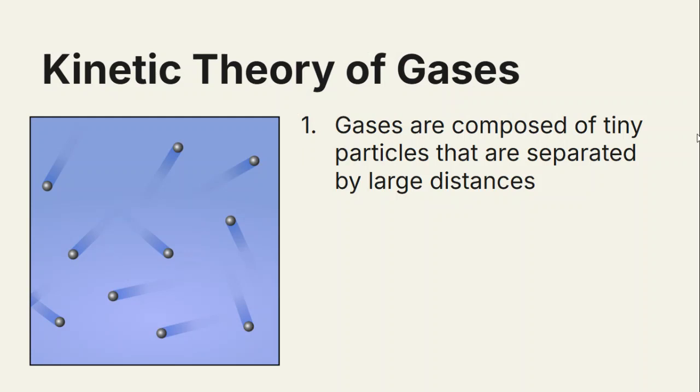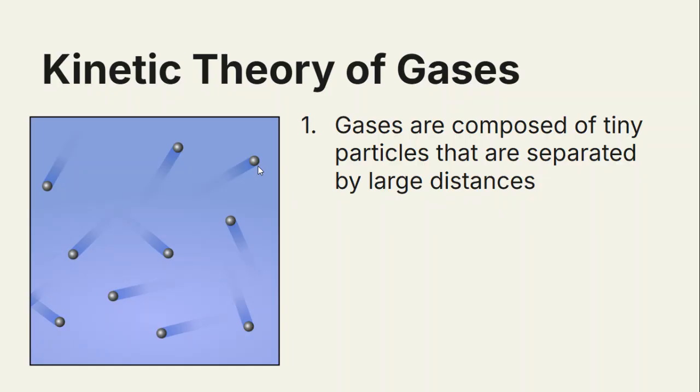So the first part of kinetic theory says that gases are composed of tiny particles that are separated by large distances. So if this is my container and it contains a gas of some sort, the actual gas particles are so tiny compared to the amount of space between them that basically the volume of the gas particles is like nothing.